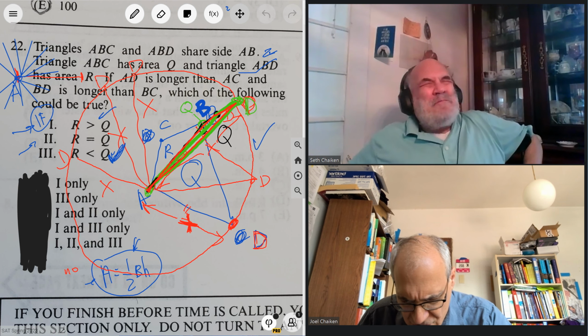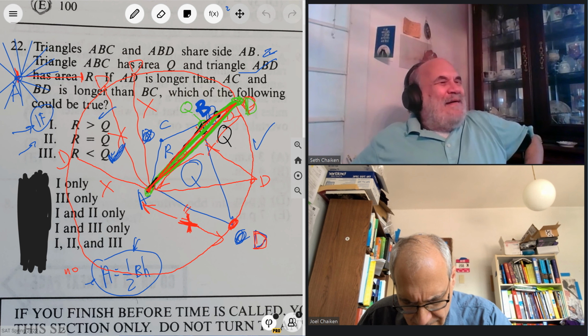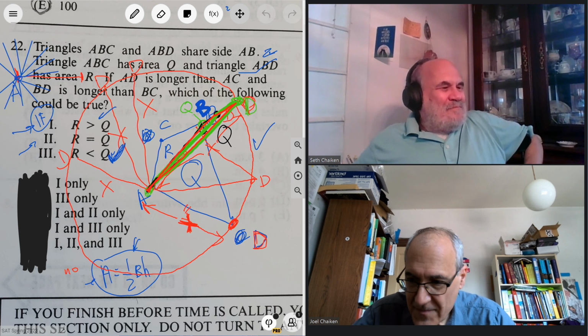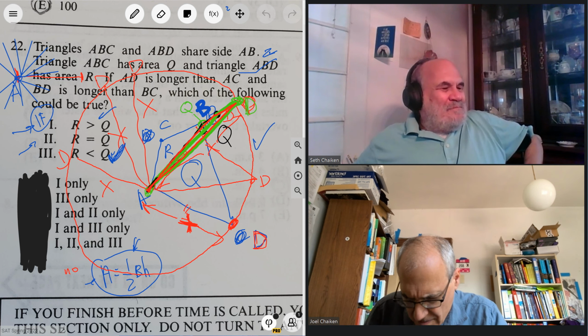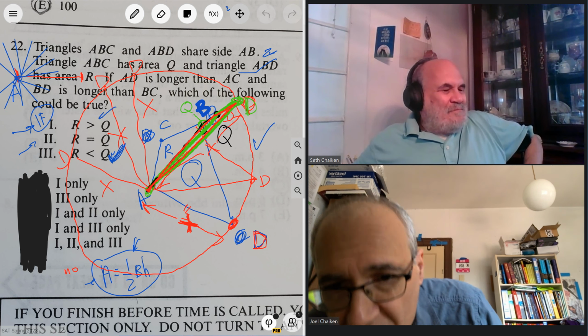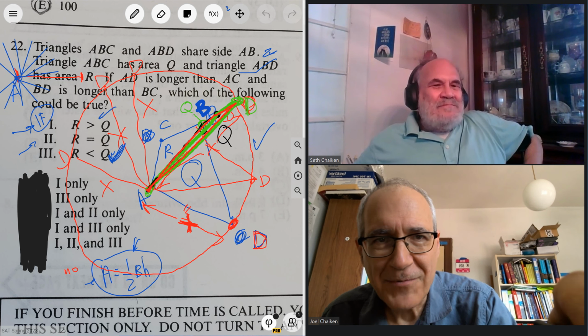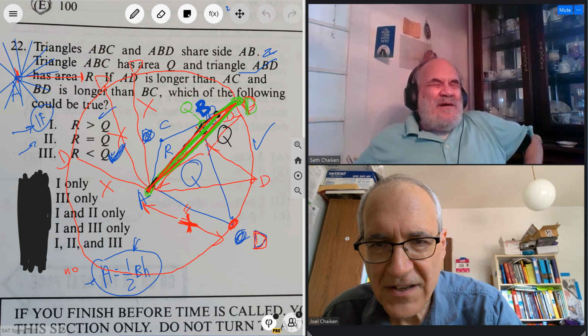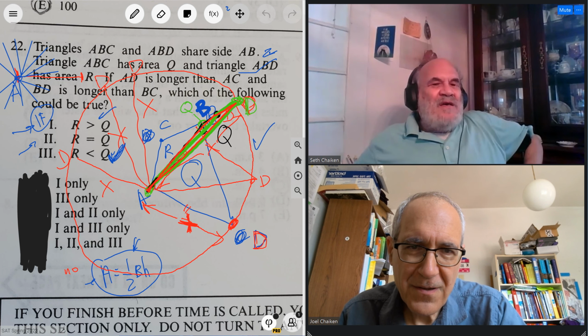This is section 2 of the math. 22E. Yeah, 22E. Wait a second. Now the problem here. This is what happens when you. Oh, I can think. I clear the drawing? Yeah.